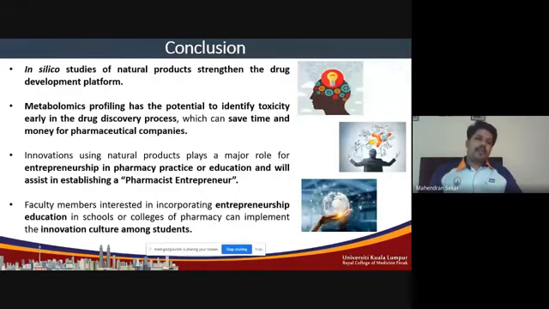So faculty members who are interested in incorporating entrepreneurship education in schools and colleges, especially from pharmacy backgrounds, can implement an innovation culture among students. We ask the students to do more research, but we need to build a culture of innovation among our students, because our students are very talented and also very creative. If you ask them to come up with a creative idea, definitely they can come up with ideas.